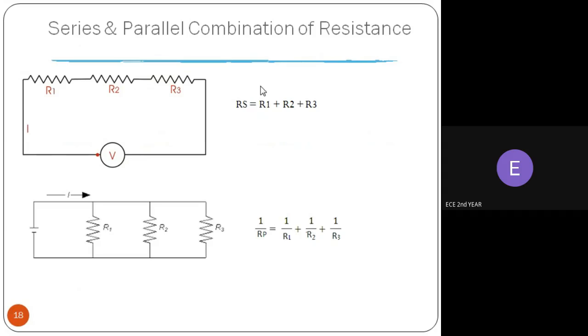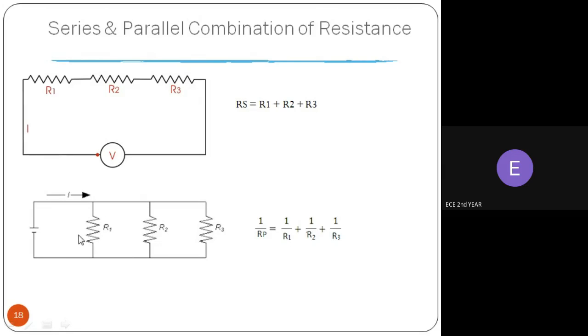So Rs is greater than R1, R2 and R3. This is the formula to calculate the total resistance in a series combination. And the second one is the parallel combination.